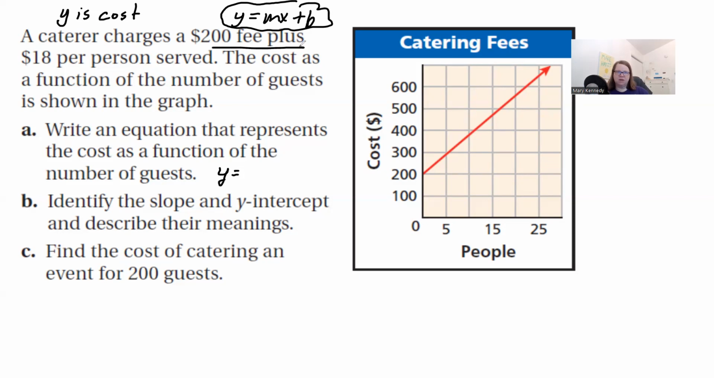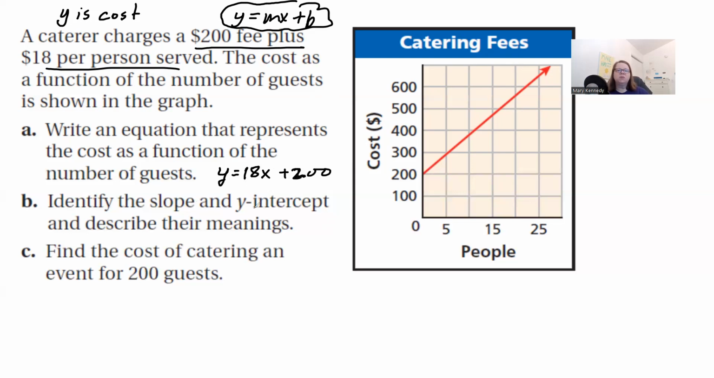So think about what it's going to cost. It's going to cost $18 for every single person that comes, plus the $200 that you pay for the caterer, no matter what. All right. So that is the equation for this problem: 18x plus 200 equals y, or y equals 18x plus 200.